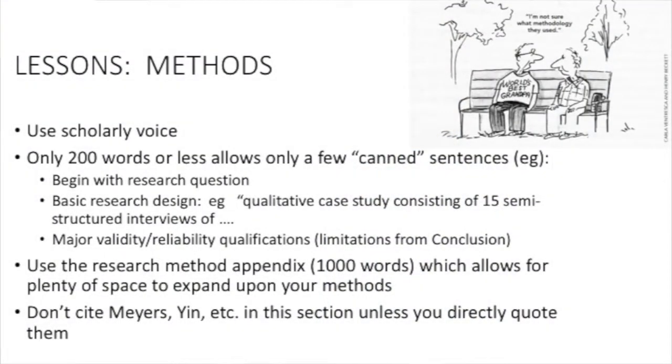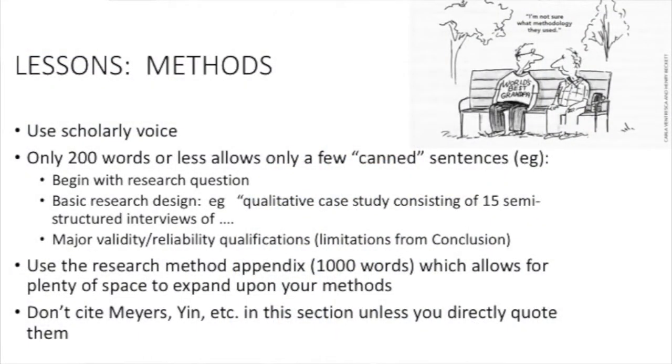Methods is a very, very short section. It's 200 words or less. And again, use the scholarly voice. And again, you will have 1,000 words as an appendix to really expand upon your research method. So this is just a very, very brief synopsis or summary of your research method. So again, write this one after you've written the 1,000 words for the appendix. It basically is a summary of your appendix. And don't cite various authors in this section. It's simply too short to allow that.